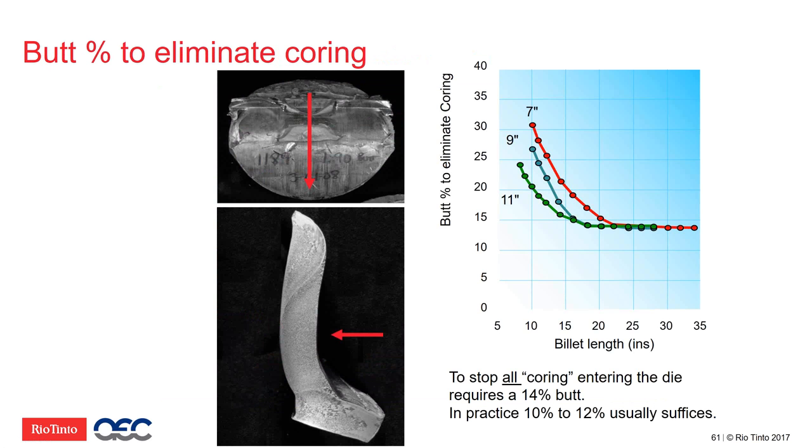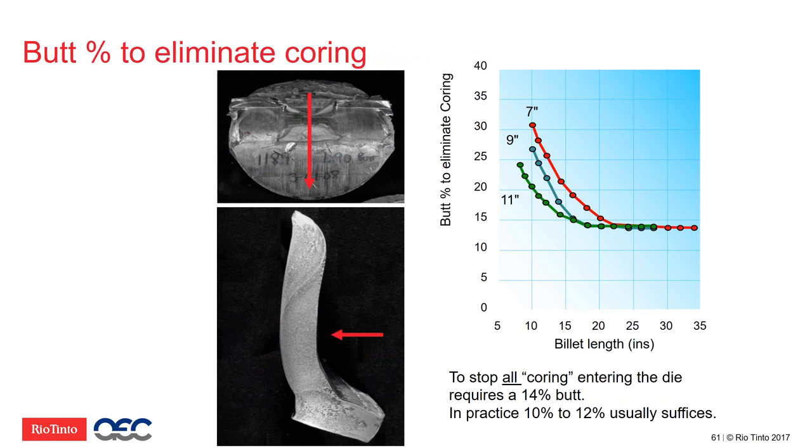Okay, now this graph was built with many data and profiles of different geometry, and really what it illustrates is the effect of the butt percentage over various billet diameters, 11, 9, and 7 inch, over the billet length, all right? So in a nutshell, basically 14% seems to be the magic number here. That is the number that guarantees freedom of coring, okay? But of course, it depends on the application.